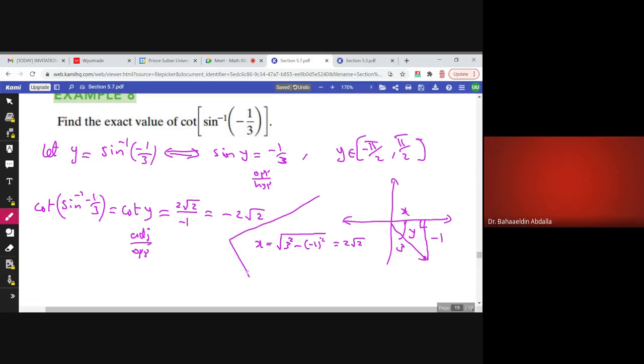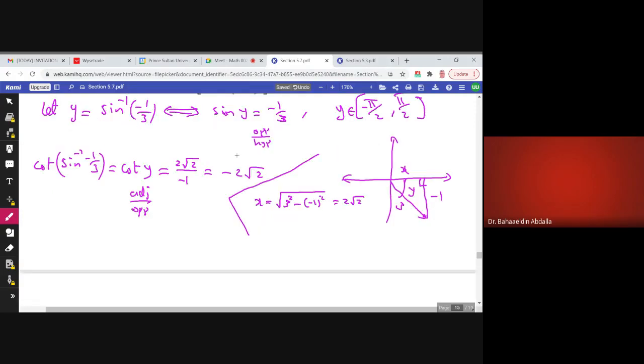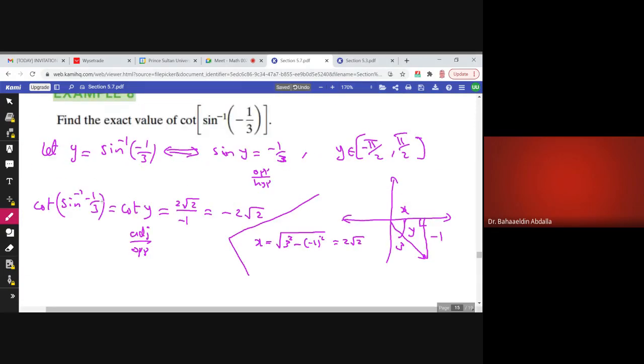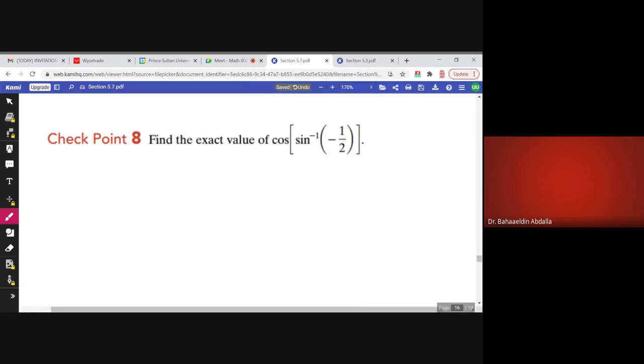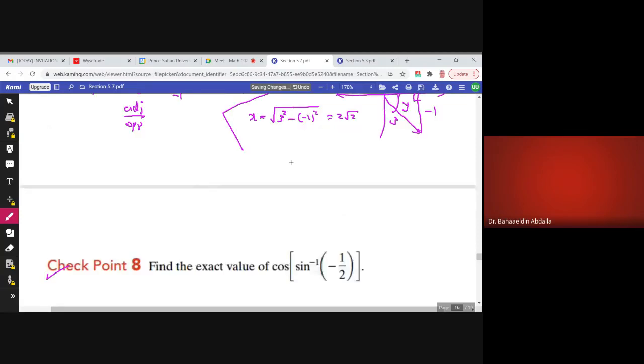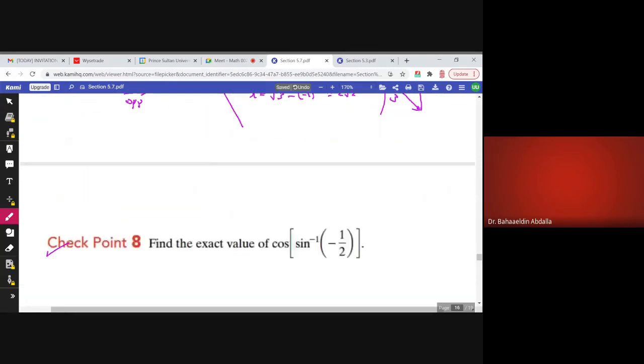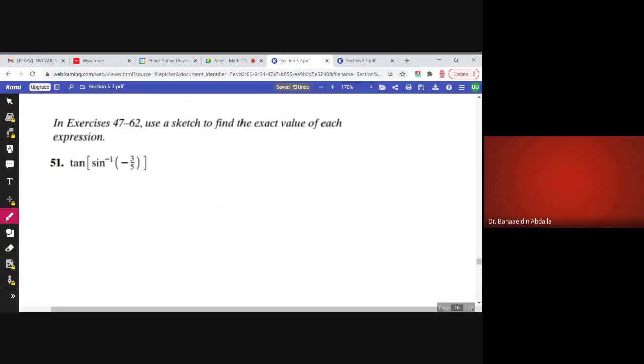That's the answer. Of course, if you put it in the calculator, it will give you the same answer, but in the exam, you have to show your work like this. Again, this is a similar question, but instead of cotan, it is asking about cosine. So please do it at home. This is also similar to the previous one.